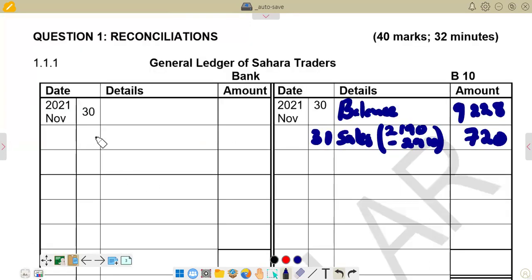So we are here, and this is our debtors control of T Rhino. We can just say T Rhino. We've got 1,000 that we have to put on the debit side. So this is what we have. Then we go to the next transaction to see what we have.